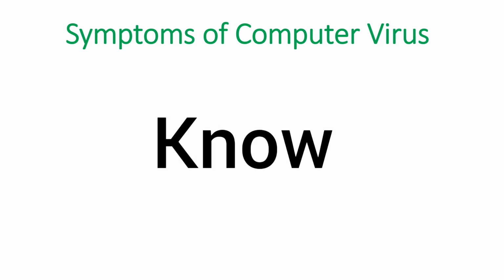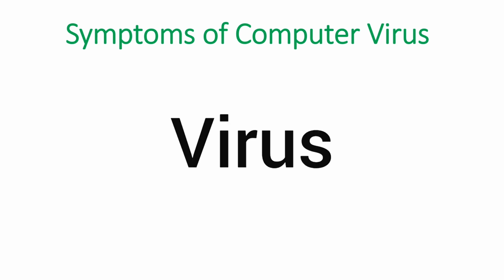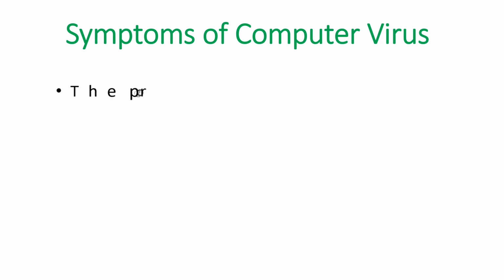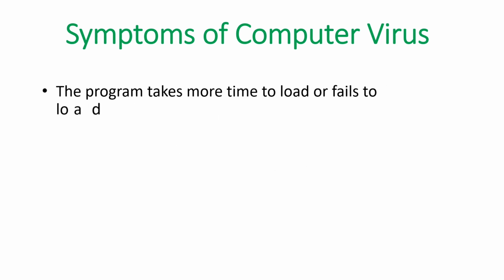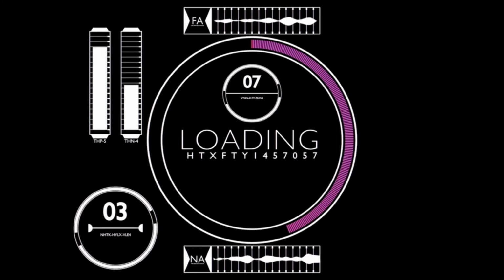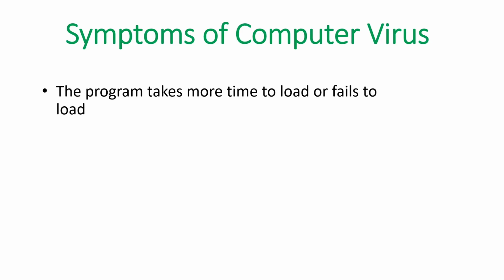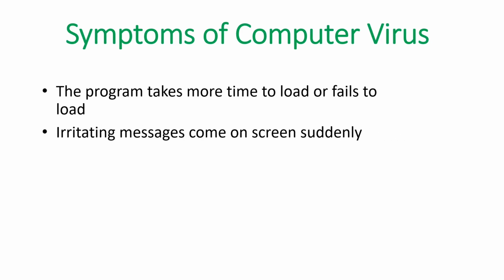How can we know that our computer system is affected by a virus? The first one is the program takes more time to load or fails to load. If we are opening any software or program, it may not open or it may take more time to load. Similarly, irritating messages may appear on the computer screen suddenly. So this is one of the symptoms of computer virus.